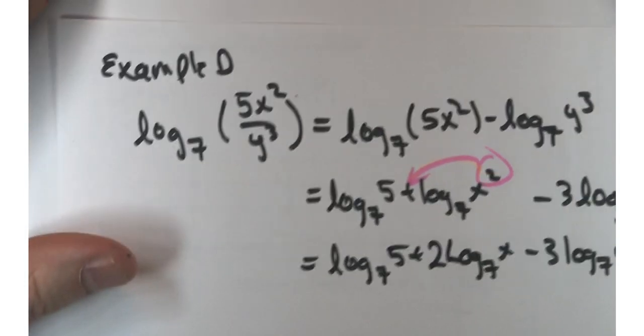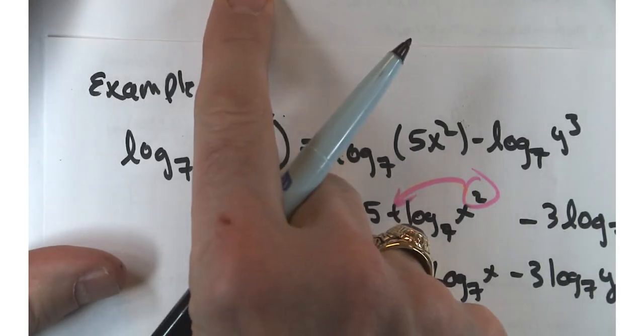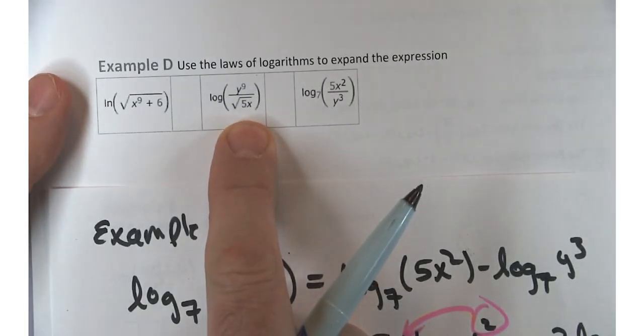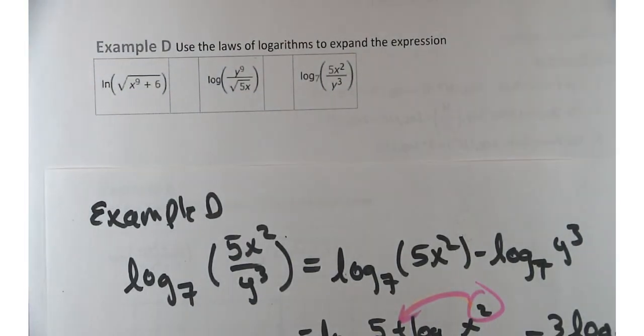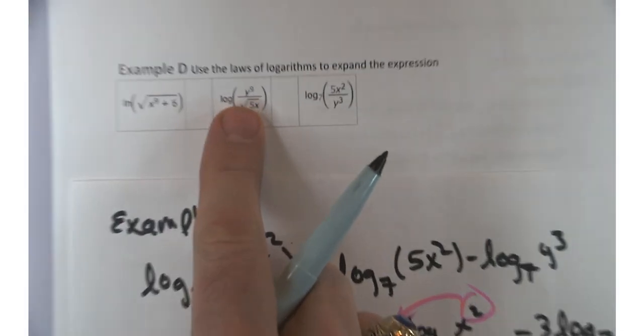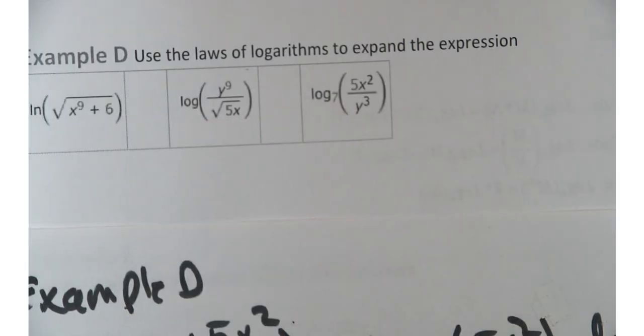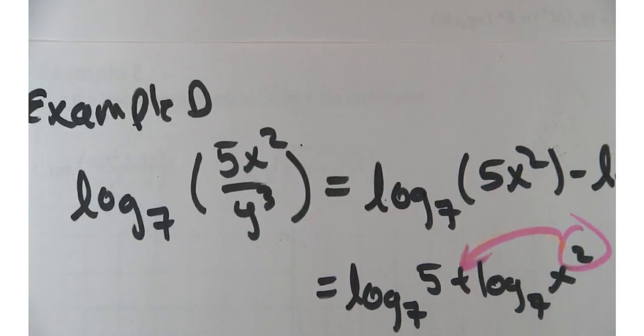Let's try another one. Let's move over to the left a little bit. Log base, well actually it doesn't have a base there. So if it doesn't have a base, what base is understood to be here? 10. So that's your common logarithm, log base 10. Let's work on that.